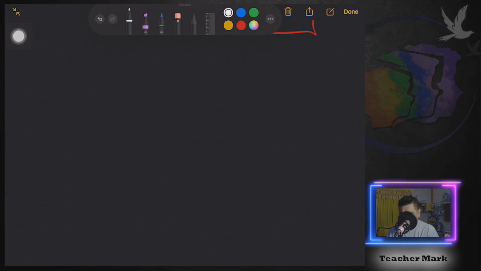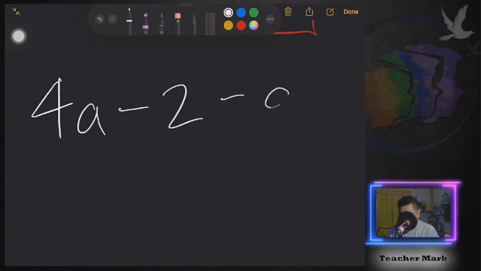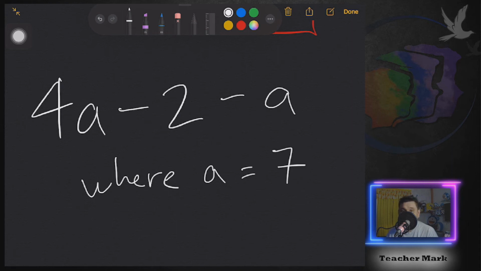Let's try to make use of another variable. Para tayo na lang si x. Hindi na dapat binabalikan si x. So we have 4a minus 2 minus a. Oh, we now have two given variables here, where a is equivalent to, let's say, 7.